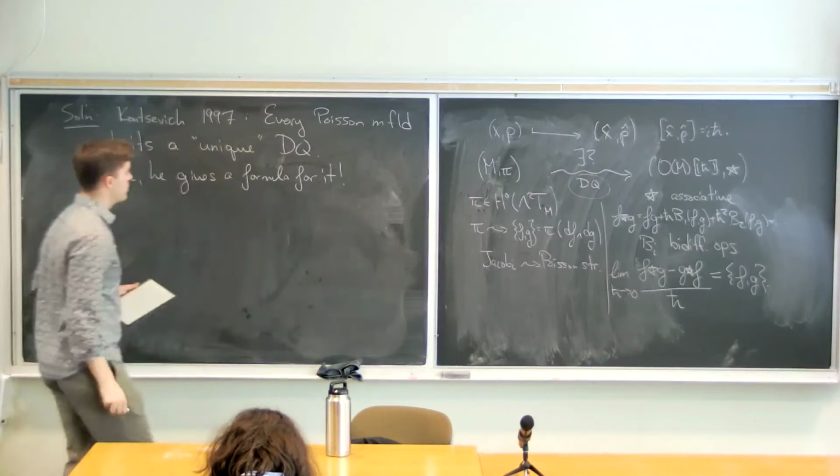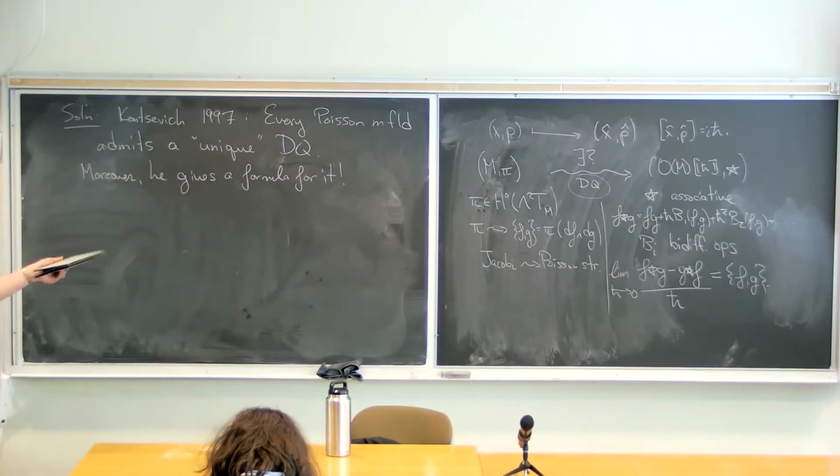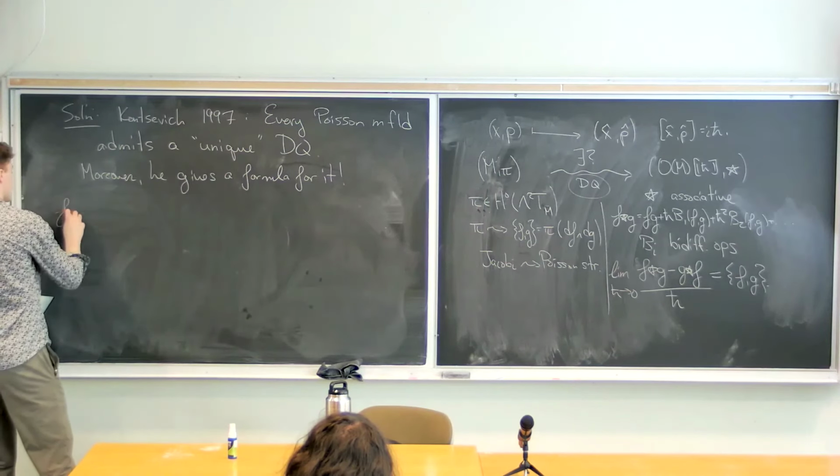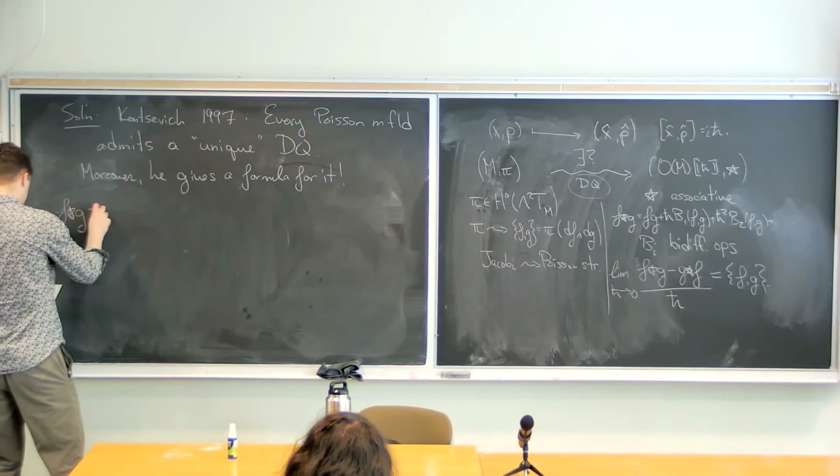Which is pretty incredible. He actually just writes down the function. Yeah, that's what he does. So he solved the problem by just not proving it abstractly exists. He just calculated what it has to be for every Poisson manifold. And I can write it down for you, sort of, not fully.